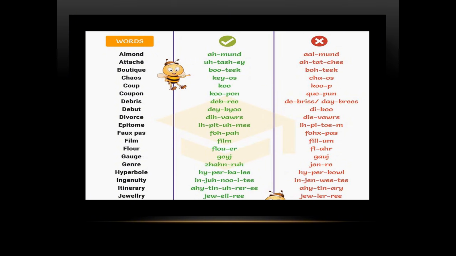So, let's start. The first word is almond, almond, attache, bouquet, boutique, chaos, chaos, coup, coupon, debris, debut, divorce, epitome, faux pas, femme, flower, gauge, genre, hyperbole, ingenuity, jewelry.